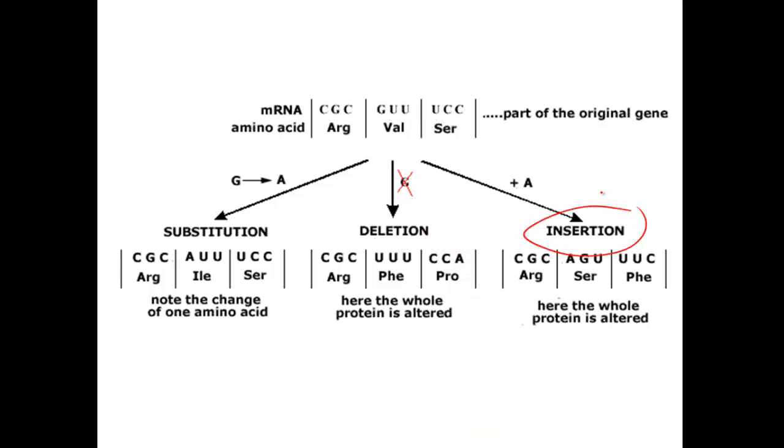And if you look at an insertion mutation or an addition mutation, CGC is correct, so you still have arginine, but an extra A is added before the G, and so instead of having GUU, you have AGU. Instead of UCC, you have UUC, and again, all of the amino acids will be different after that mutation.